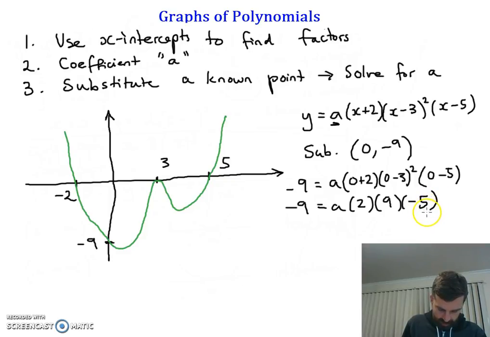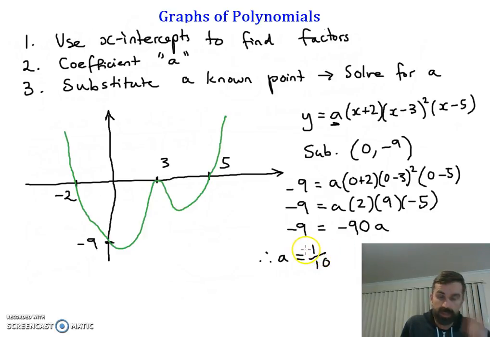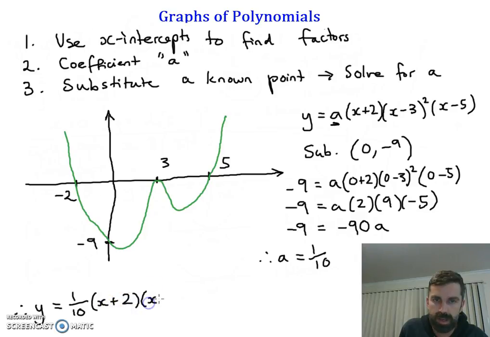And if I multiply all of those out, I get -9 equals -90 times a. So therefore, a is -9 divided by -90. I'm going to use a fraction since I'm a mathematician. So a equals 1/10. And I'm going to chuck that back into my equation. So y equals 1/10 multiplied by x plus 2, x take 3 squared, x take 5. And that's all there is to it.